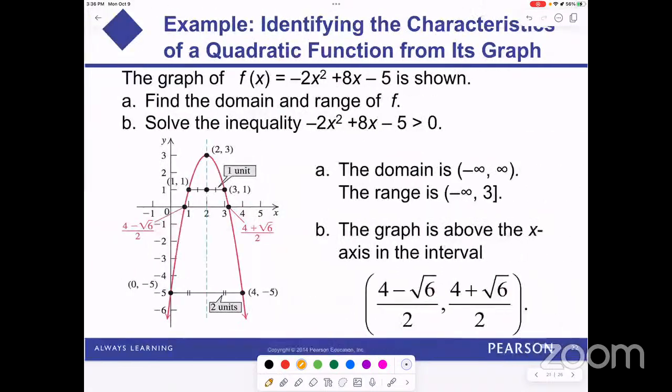And you see it all here. The domain is -infinity to infinity. The range is -infinity to 3, where the 3 gets a square bracket. And the region where our graph is above the x-axis is between the x-intercepts, and they get parentheses.